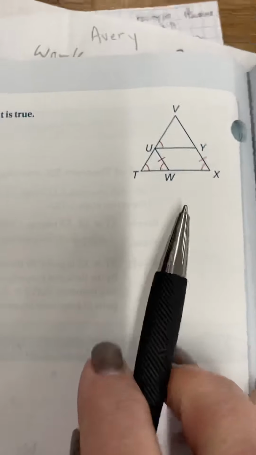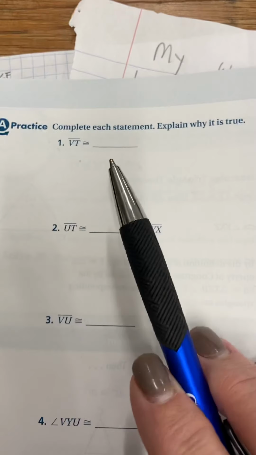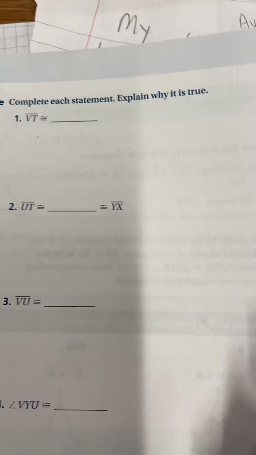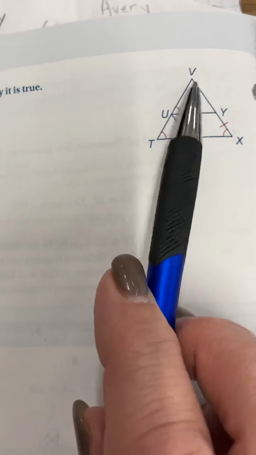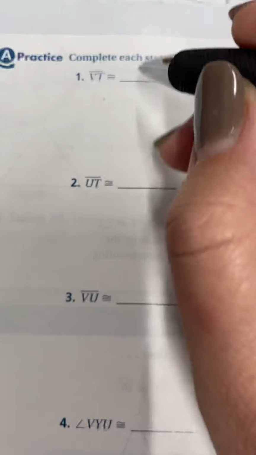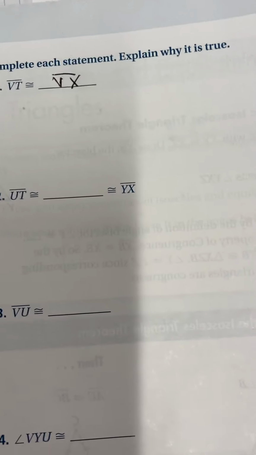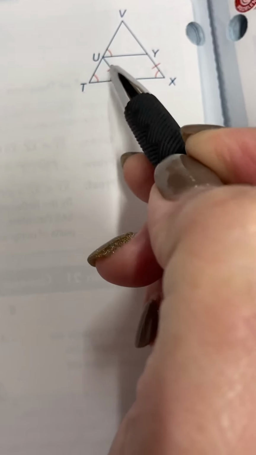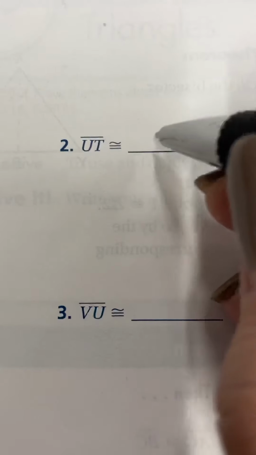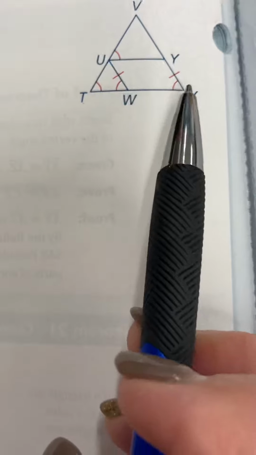Okay, let's come over here to this triangle. We're going to go through the examples on page 158. It says VT, so if I come over here and look, VT must be congruent to VX. All right, over here, UT is congruent to UW, which is also congruent to XY.